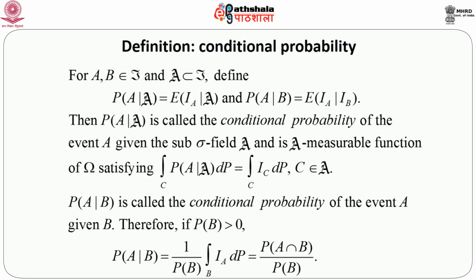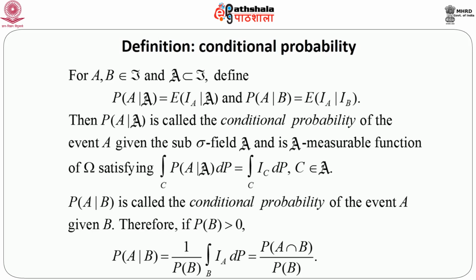So assume that there are 2 sets A and B that belong to script F and another script A which is a sub sigma field, a subset of script F. Then define the probability of A given script A equals the expectation of the indicator function of A given script A. This part is pretty obvious because the expectation of the indicator function of a set is nothing but the probability of that set, and we define the probability of A given B as the expectation of I_A given I_B.